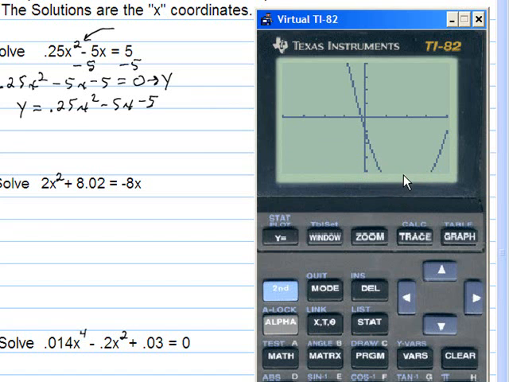My y was negative 20, so I'll change that to negative 30. Also, I can't see the x-intercept here. The x-intercept got cut off. We went out to 20 here. So here's what I'm going to do.